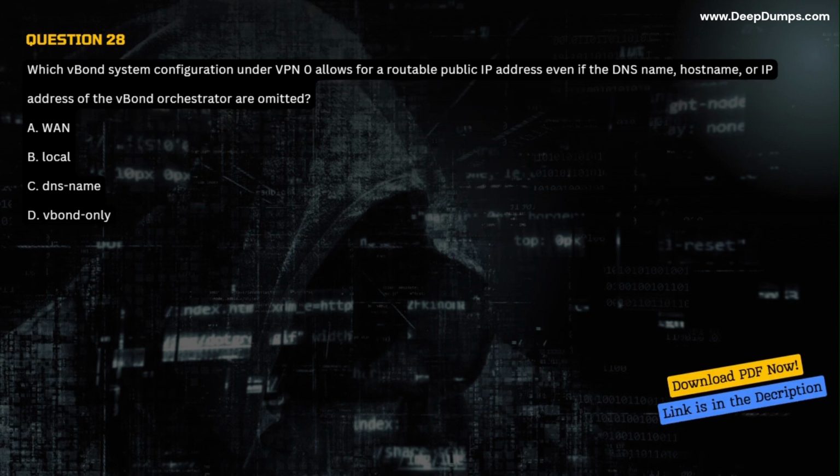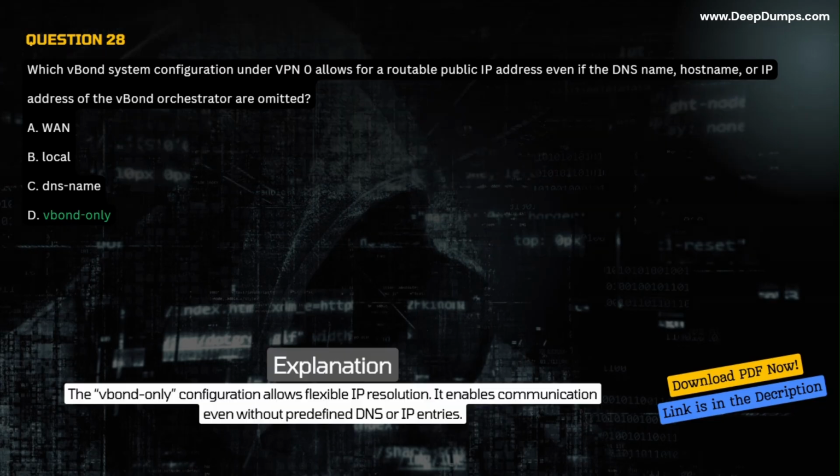Question 28. Which vBond system configuration under VPN 0 allows for a routable public IP address even if the DNS name, hostname, or IP address of the vBond orchestrator are omitted? A. WAN. B. Local. C. DNS name. D. vBond only. Correct answer D. vBond only. Explanation. The vBond only configuration allows flexible IP resolution. It enables communication even without predefined DNS or IP entries.